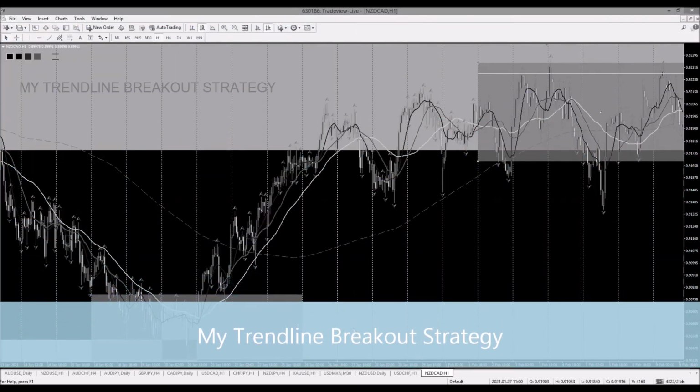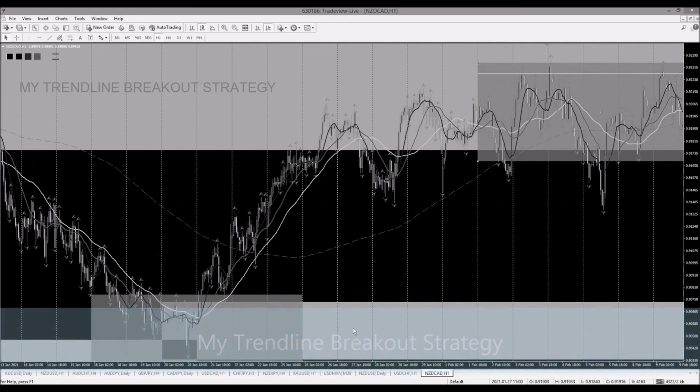So we looked at the New Zealand dollar. Here we looked at the New Zealand CAD. Hey, let's look at a different currency pair next time, just to expand on the understanding of these order blocks.